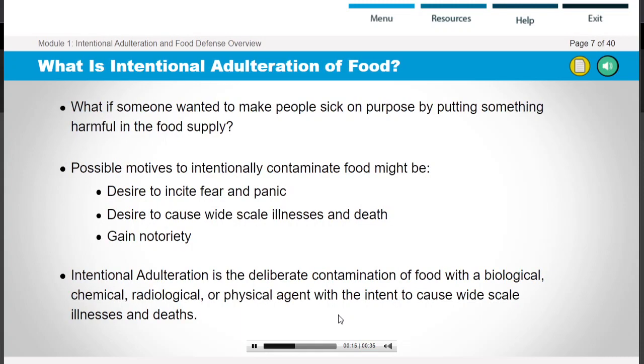Intentional adulteration is the deliberate contamination of food with a biological, chemical, radiological, or physical agent, with the intent to cause wide-scale illnesses and deaths. Malicious individuals, including terrorists, may see intentional adulteration as an opportunity to hurt the public and gain notoriety to further their cause.